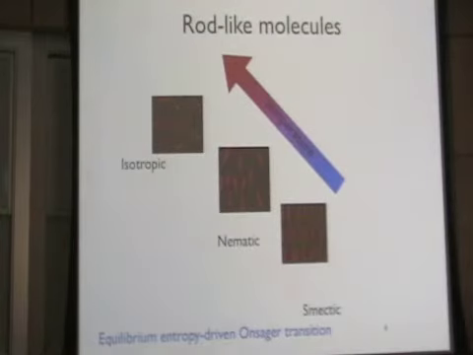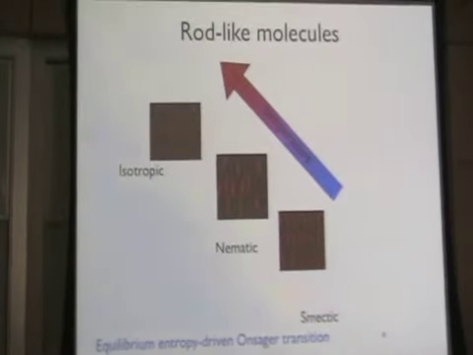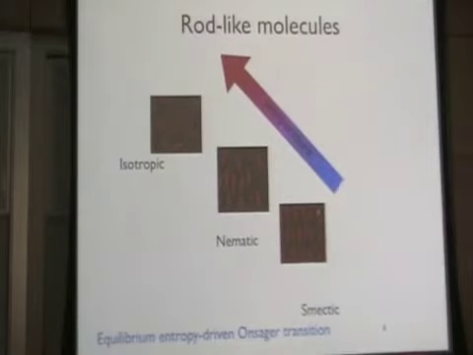And speaking of ordering, there is a very well-known Onsager-type equilibrium entropy-driven transition. It's well known that at very low temperatures, the rod-like molecules form smectic crystals, and then as you increase temperature, you lose positional order but still retain orientational order, and you form a nematic crystal, and then you have a transition to an isotropic state. So this is entropy-driven, and it's well understood.